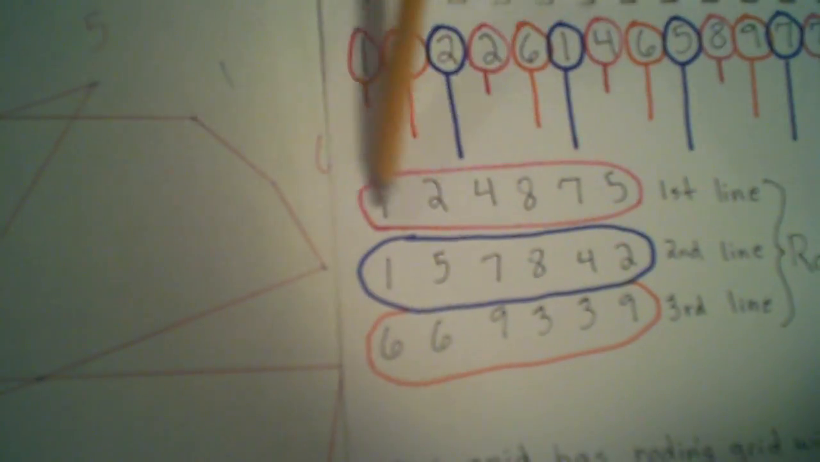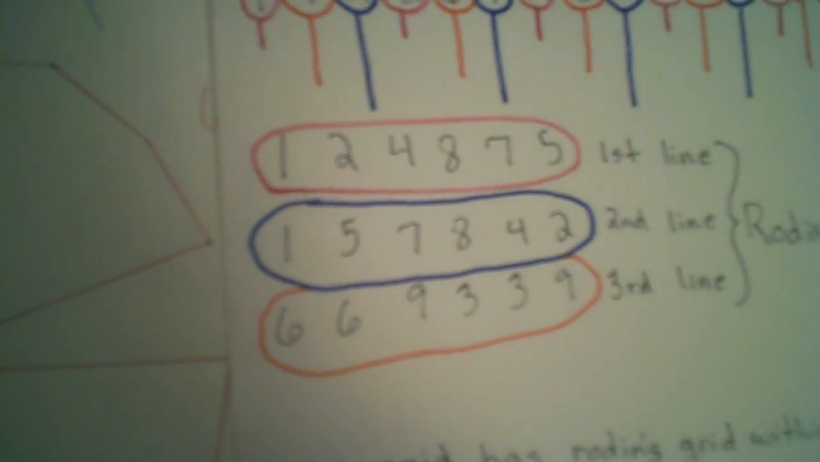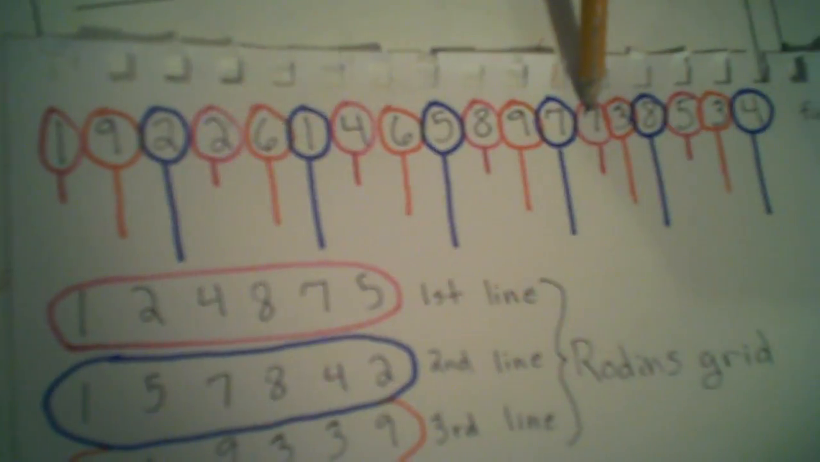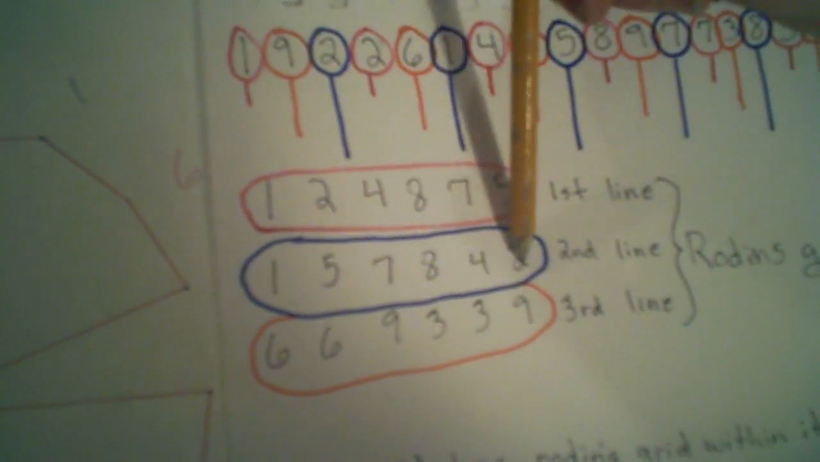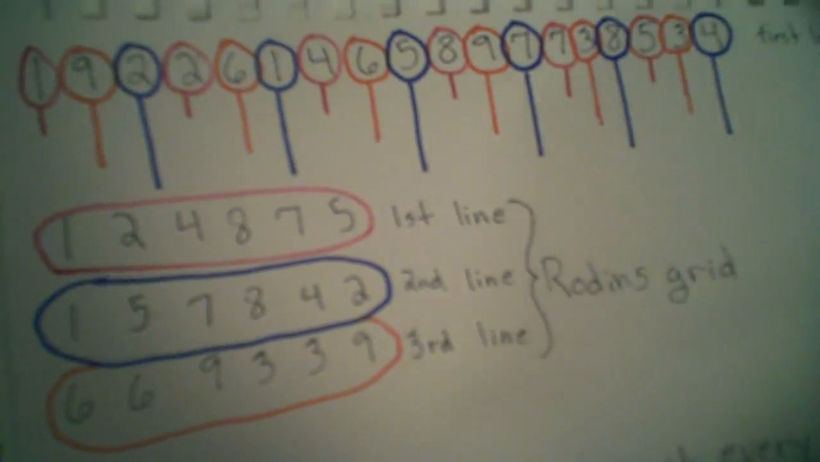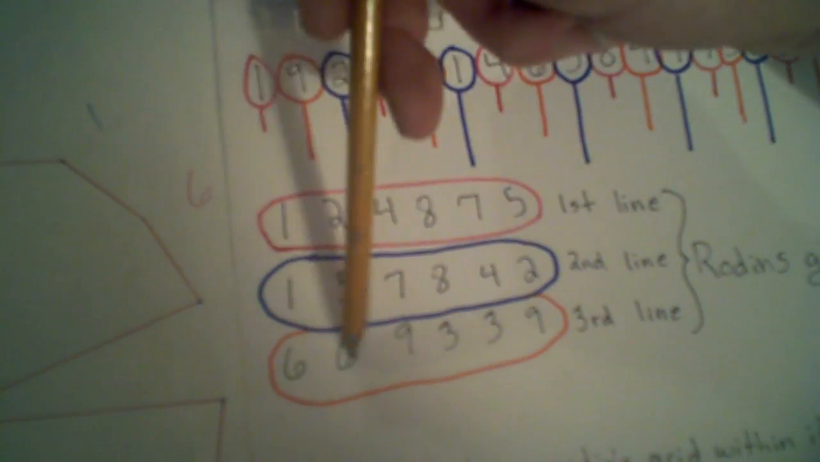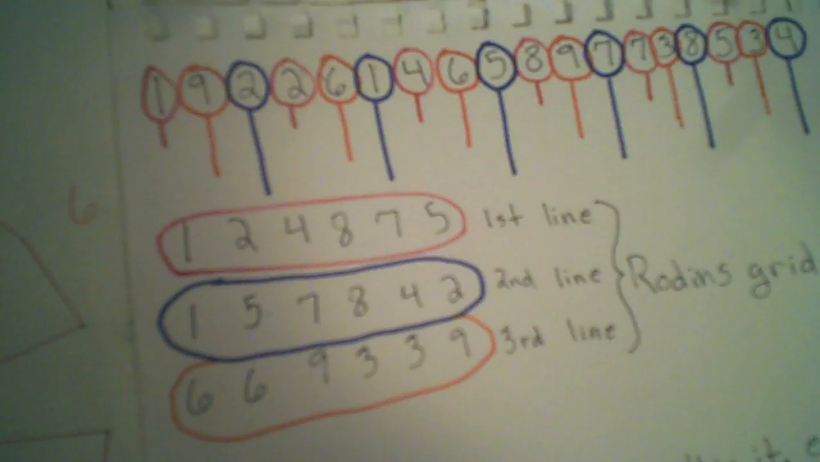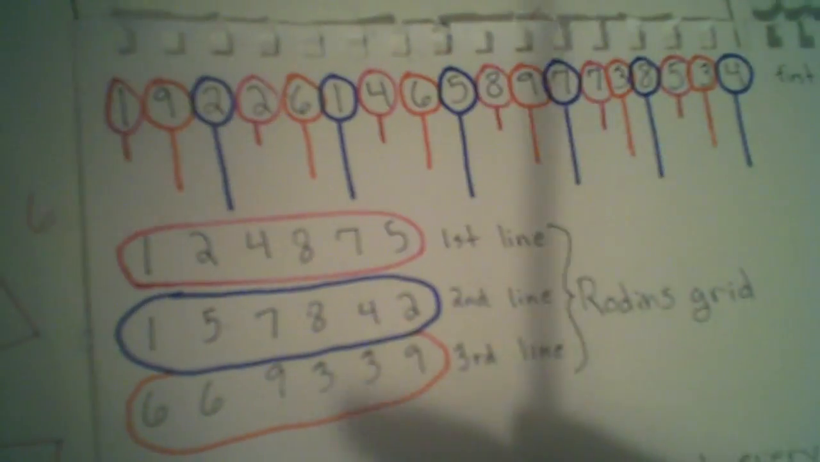Look at the reds: 1 2 4 8 7 5. So every third digit of my line will be his grid. 1 1 2 3 2, 1 2 3 4, 8 7 5 1, 1 5 7 8 4 2. And blue: 1 5 7 8 4 2. Every third digit: 6 6 9 3 3 9. Every third digit. So his entire grid is in one line of my grid.